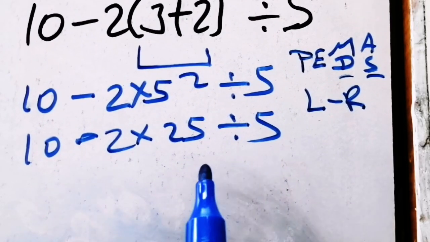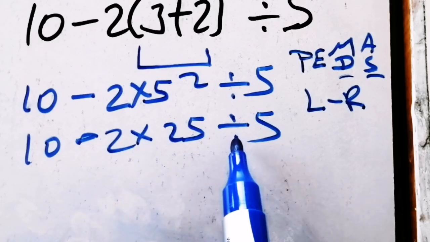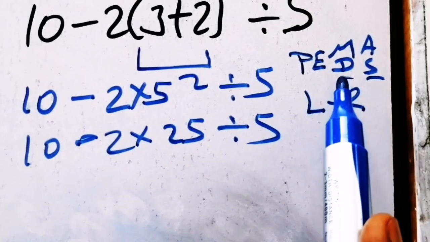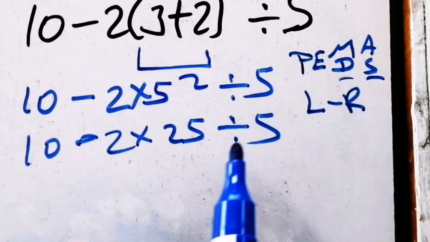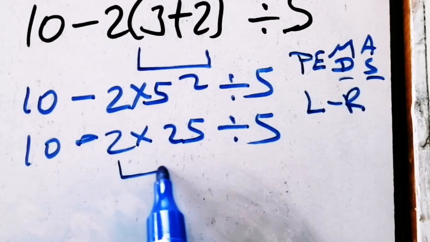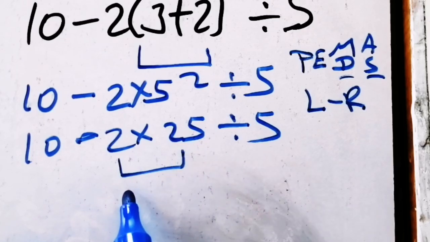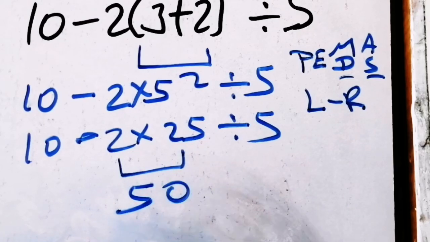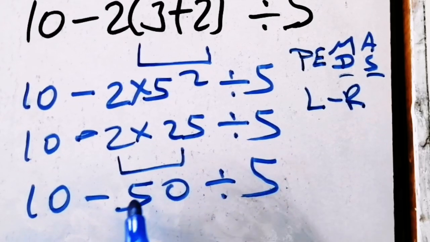In this expression also there is subtraction, multiplication and division. Remember that multiplication and division has equal priority. We have to work from left to right, okay? Therefore, this multiplication has higher priority. Therefore, 2 times 25, which is 50, okay? Then 10 minus 50 divided by 5.